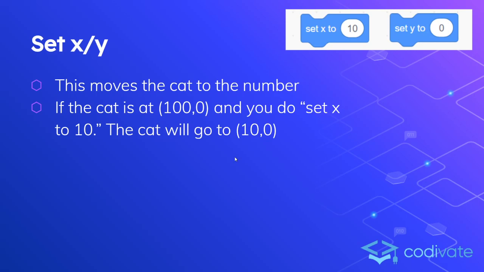Next, we have set x and set y. You already know how these work if you know the go-to block, which we already just talked about. These are basically half of a go-to block. The go-to block lets you set the coordinate of the cat. The set x and set y let you set one bit of the coordinate to whatever you want instead of both bits. So if the cat is at 100, 0, which is to the right and in the middle, and you set its x to 10, it would jump closer to the middle.